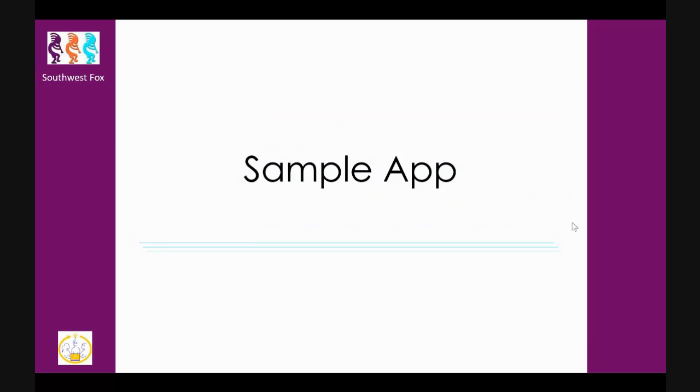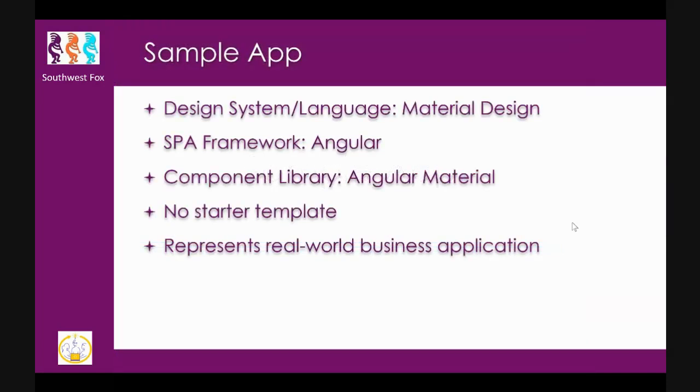Okay. Before we get into the sample app, I'll just share the choices I made for this. For the design system, I chose Material Design. For the SPA framework, I chose Angular. And for the component library, I chose Angular Material. I didn't use any starter template. And this also wasn't designed to be a starter template for your apps either. It's just an example app to demonstrate some concepts. I do believe it represents a real-world business application.